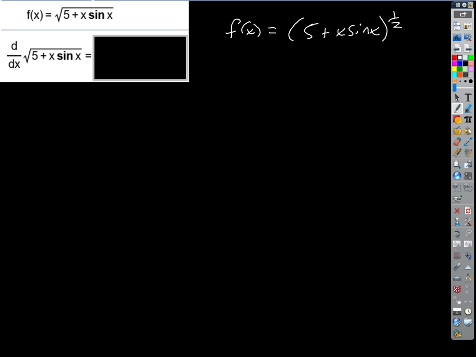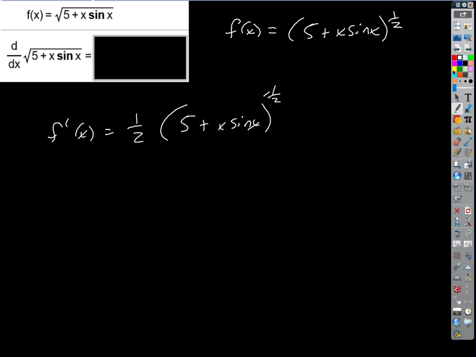So, okay, what's happening here? Go ahead, Elton, what's going on? So we're going to take the first layer, which is the whole thing to the 1/2, and we get 1/2 times the whole thing to the negative 1/2. And then we'll take the rest. Good. And negative 1/2 just means what? If I write it as a radical, it's a square root on the bottom, because it's negative.